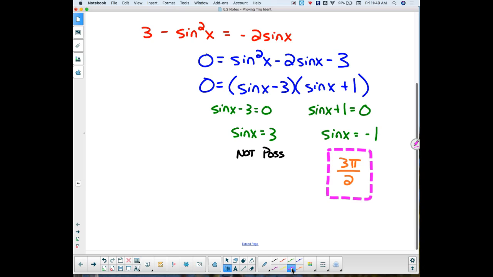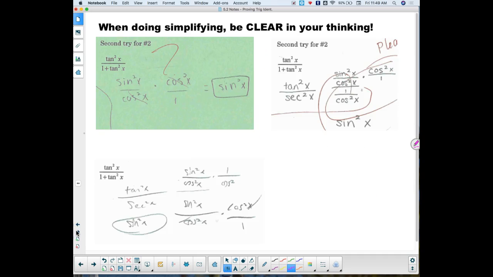Now, a couple of things about the formatives that I saw. And by the way, if you haven't turned in your formative yet, make sure you turn it in. Okay? So we scanned a couple of them in, just so that you could see what we're talking about. When you are simplifying, you need to be clear and expressive in your thinking. Don't assume that I know what you're talking about.